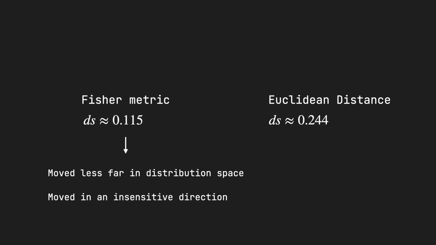So what the Fisher metric is telling us is that we moved less far in distribution space, and we moved in an insensitive direction in our training. And the Fisher metric, as you can see, gives me much more valuable information about what's happening in our training space.